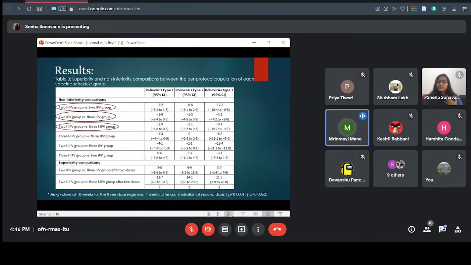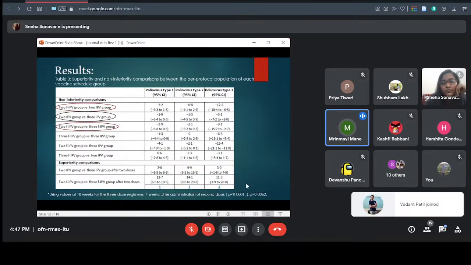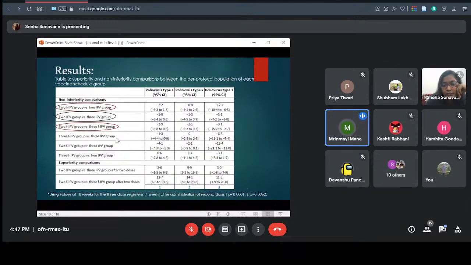Okay, so this table shows the superiority and non-inferiority comparisons between the per protocol population of each vaccine schedule group. In the non-inferiority comparisons, the 2 fractional IPV group versus the 2 IPV group showed non-inferiority for poliovirus type 1 and poliovirus type 2. Similarly, the 2 fractional IPV group versus the 3 fractional IPV group showed non-inferiority for poliovirus type 1 and poliovirus type 2.